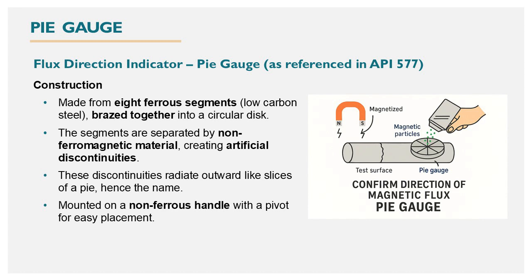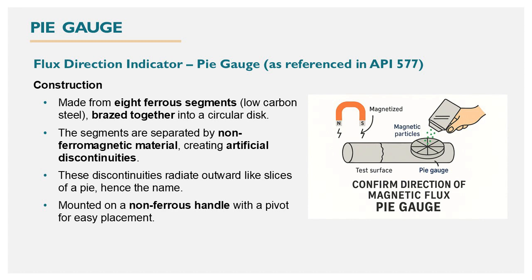The pi gauge, also known as a magnetic flux direction indicator, is a specialized tool used in magnetic particle examination, or MT, to verify the direction of magnetic flux on a surface. This is crucial because defect detection is most effective when the magnetic field is perpendicular to the defect. Let's get a deeper explanation of the pi gauge.